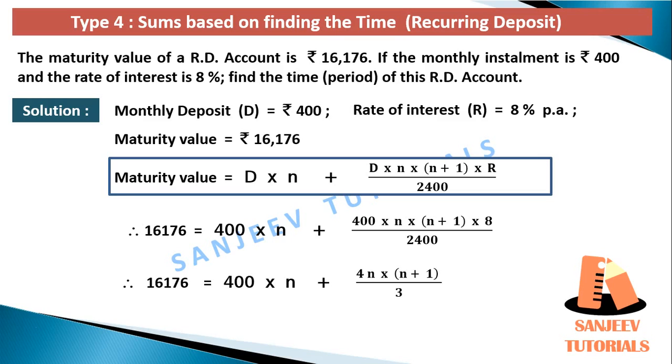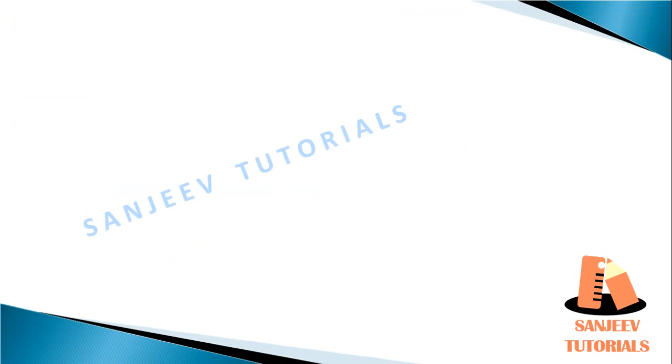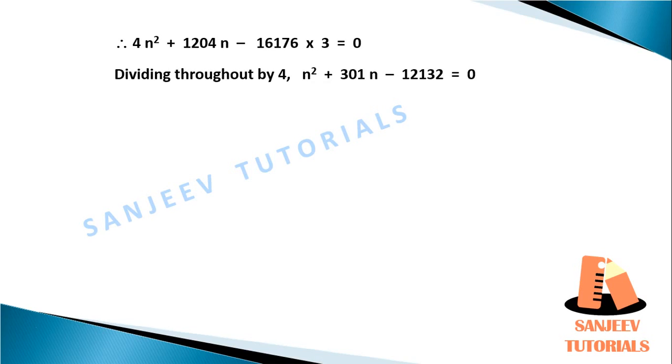Denominator is 3. I multiply throughout by 3. So I get this. So on simplification of the equation, I get this step. Divide throughout by 4. So finally I get my quadratic equation as n square plus 301n minus 12,132 equal to 0.